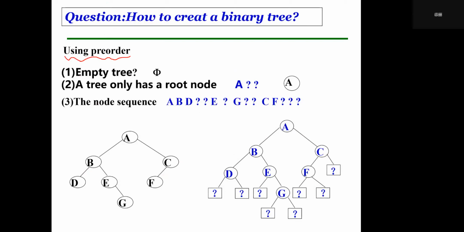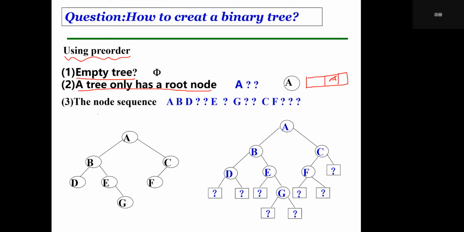If we want to create a binary tree, we can say we can create the tree if the tree is an empty tree, so it's a binary tree, right? And if the tree only has a root node, we can use malloc to ask for a memory block for this node, right? And this is A, and the left child is none and the right child is none, right?